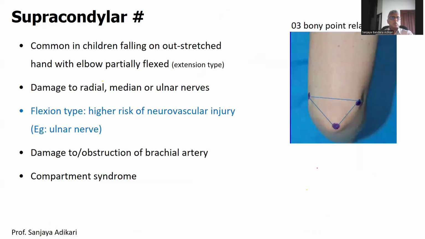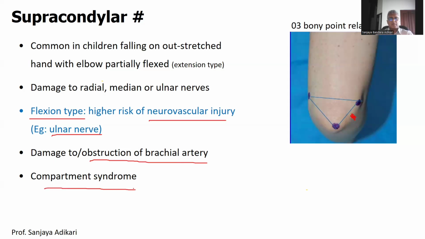If you compare the two, flexion type is at a higher level of risk for neurovascular structures than the extension type. So the uncommon type is at a higher risk, especially of damaging the ulnar nerve because of its position behind the medial epicondyle here. So that's an important point. The other point is that in either flexion or extension type, you can get obstruction or damage to the brachial artery, and that can cause compartment syndrome.